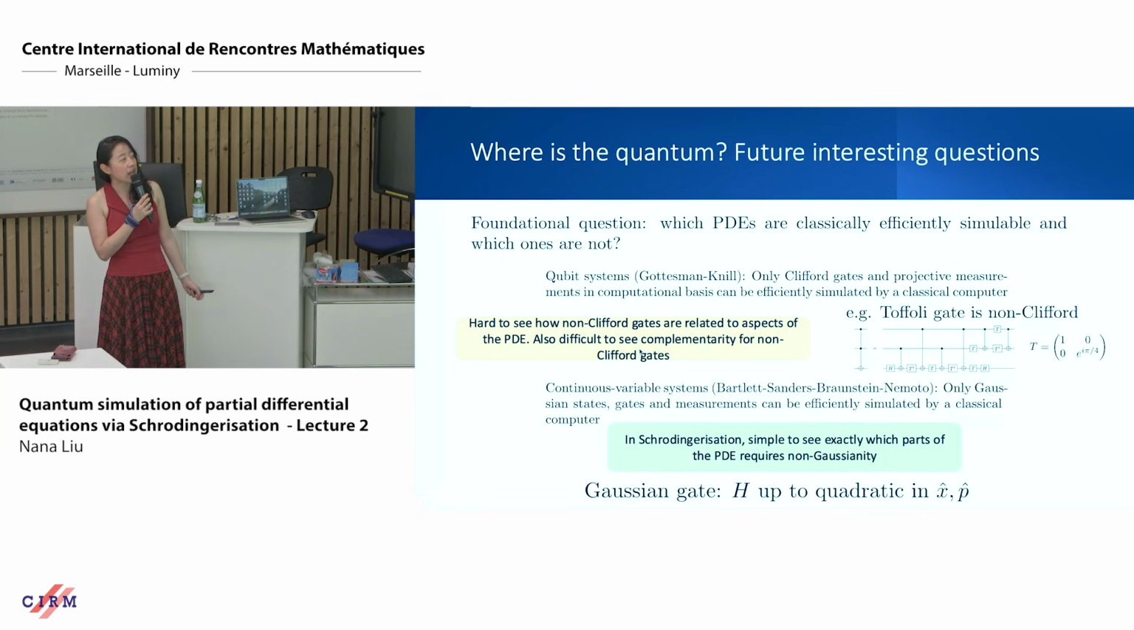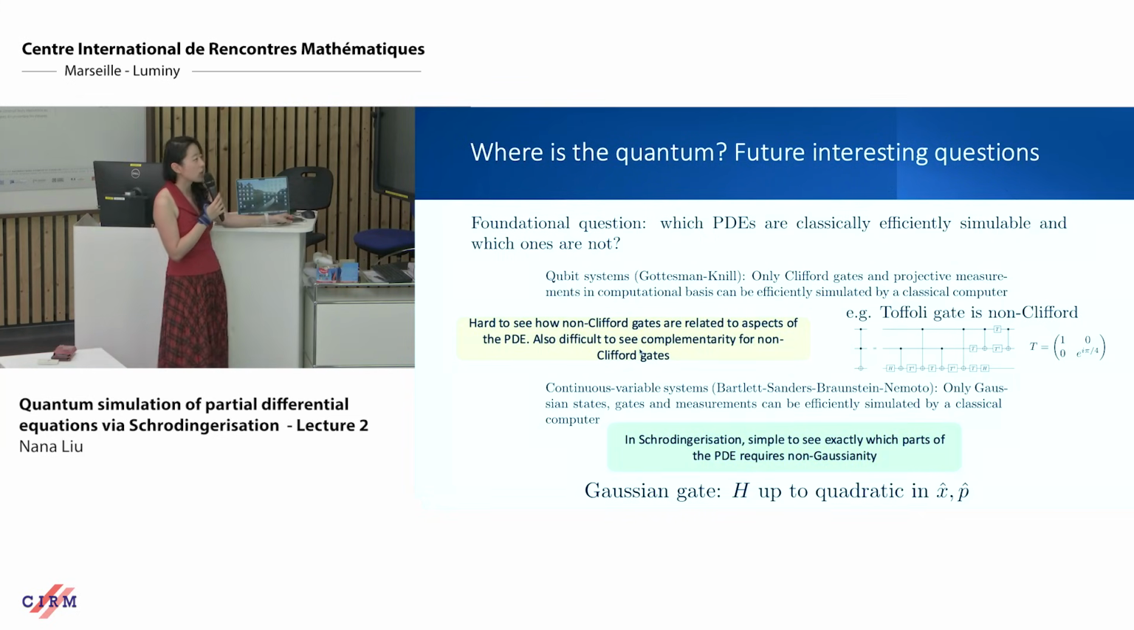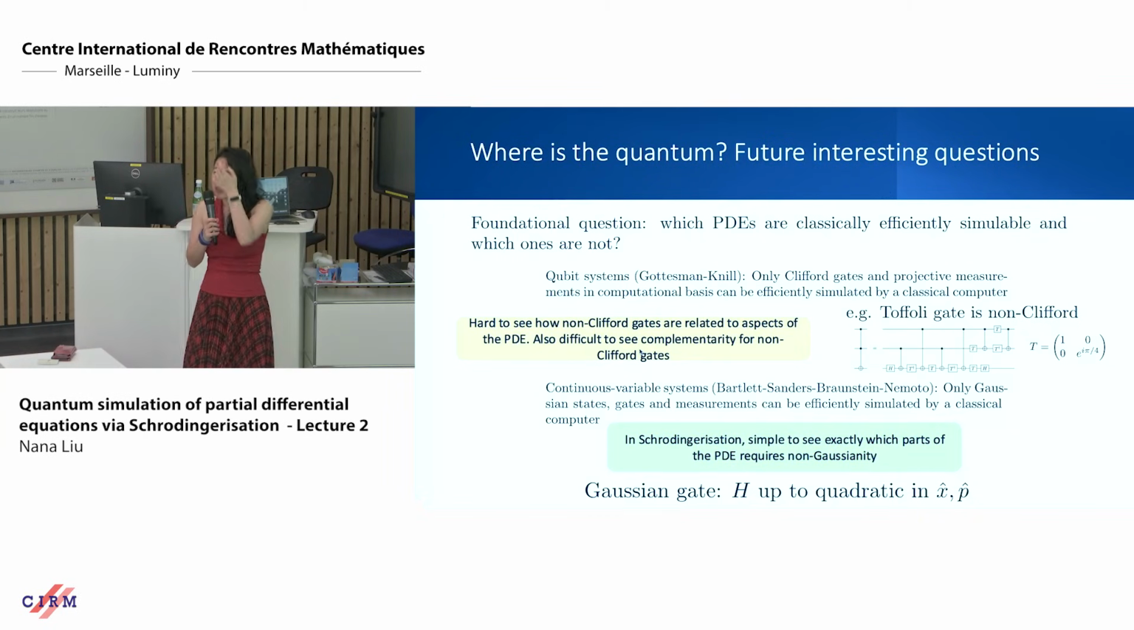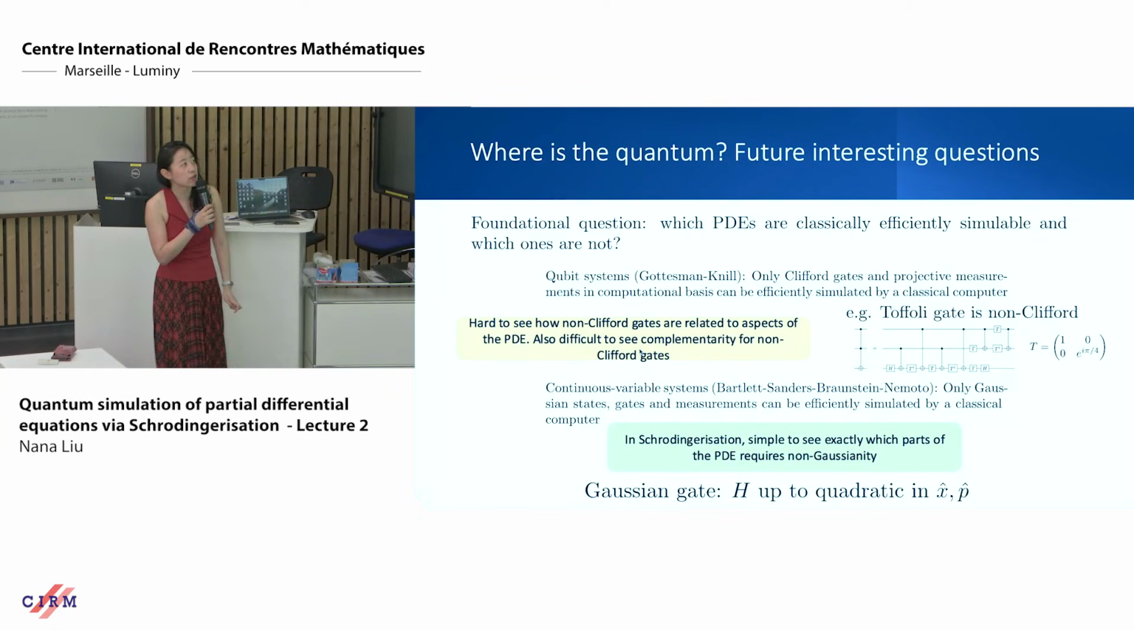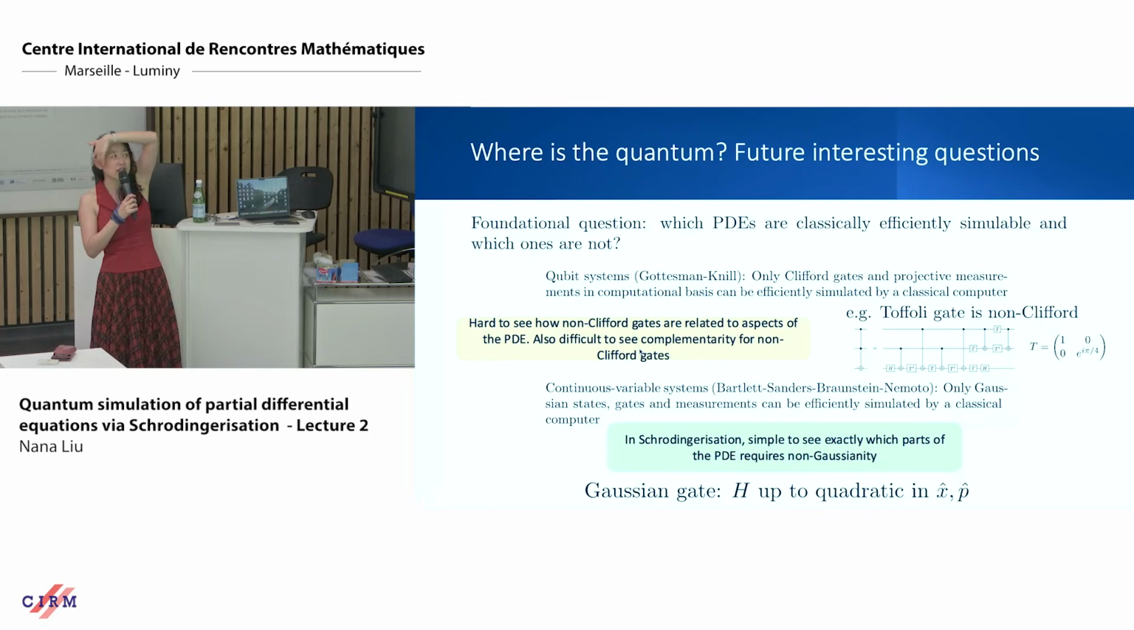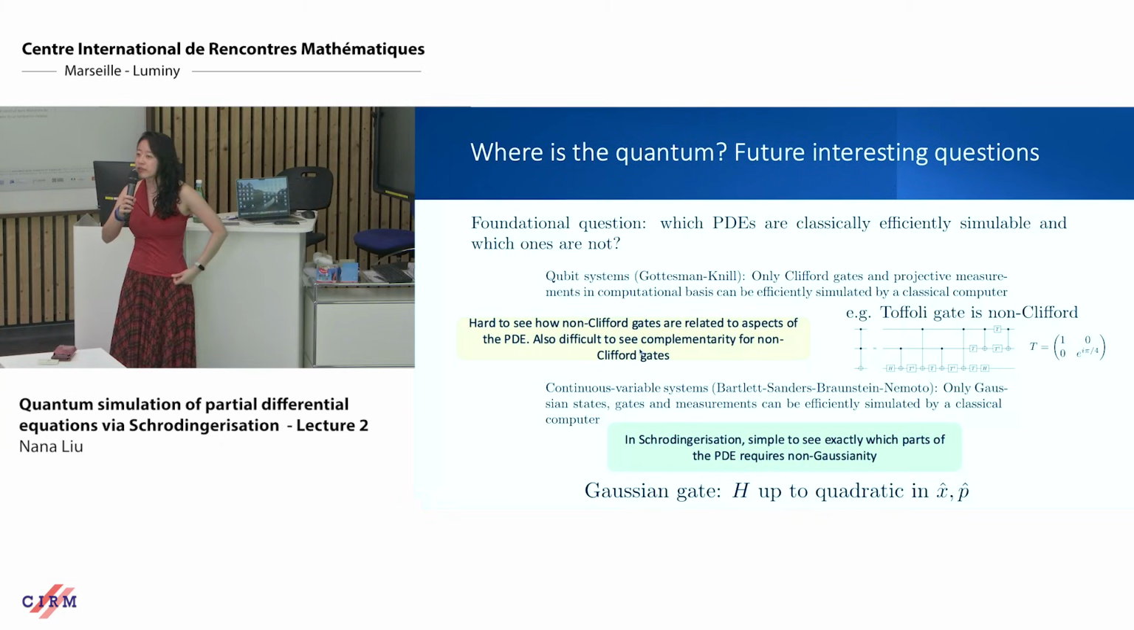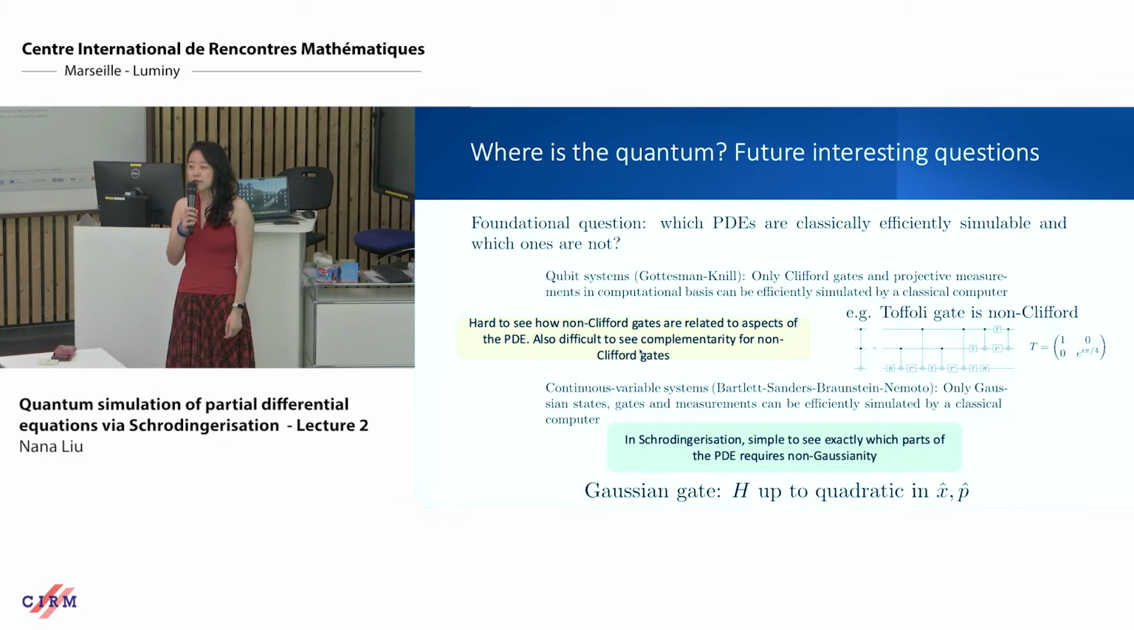Another interesting question is, what does this actually say about simulability of PDEs more generally? For example, which PDEs do we know are classically efficiently simulable, and which ones are not? I think this question just hasn't been asked properly before, because we all kind of assume that if we have universal devices, we can simulate them, and we hear things about maybe condition numbers or sparsity, things like that.